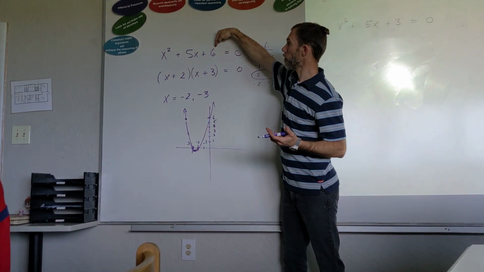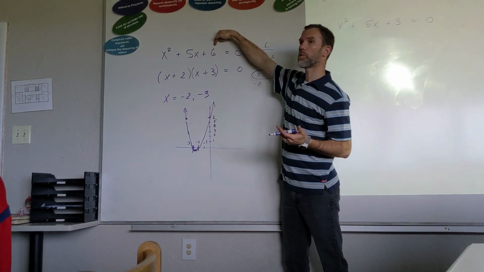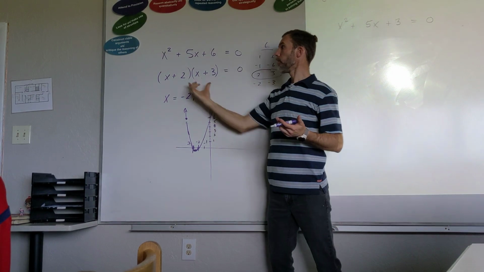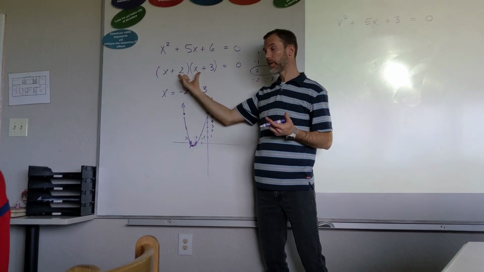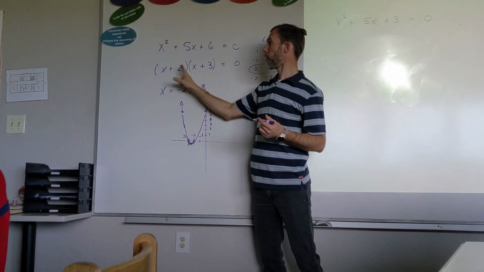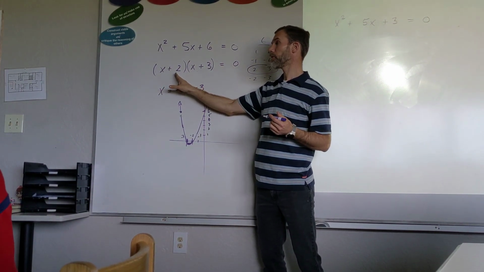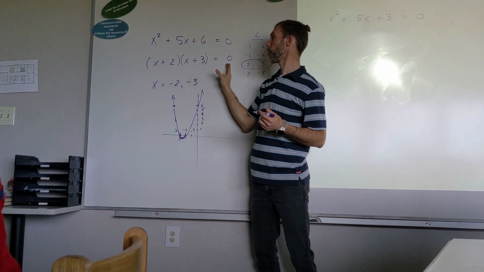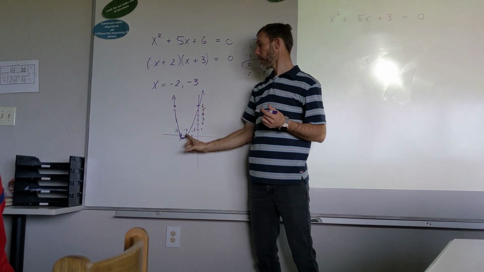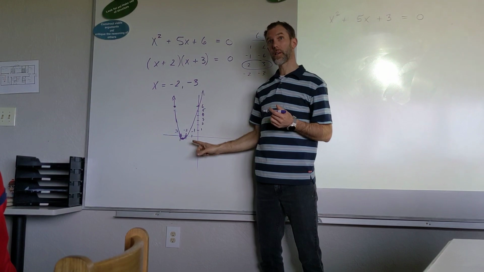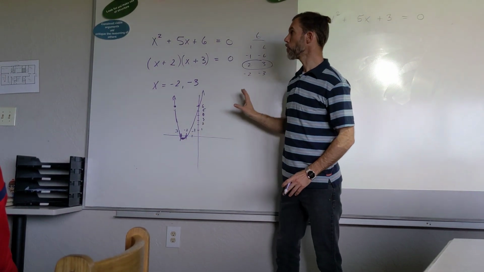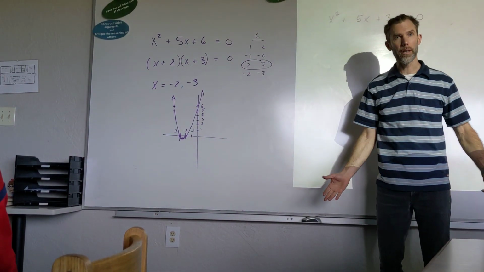So from this form, which is standard form, I get where it crosses the y-axis, this last number. From this form, which is factored form, I get values for x that make this 0. So negative 2 plus 2 makes it 0, and negative 3 plus 3 makes it 0. So negative 2 and negative 3 are my zeros for x. Okay? So if we can factor, we would.